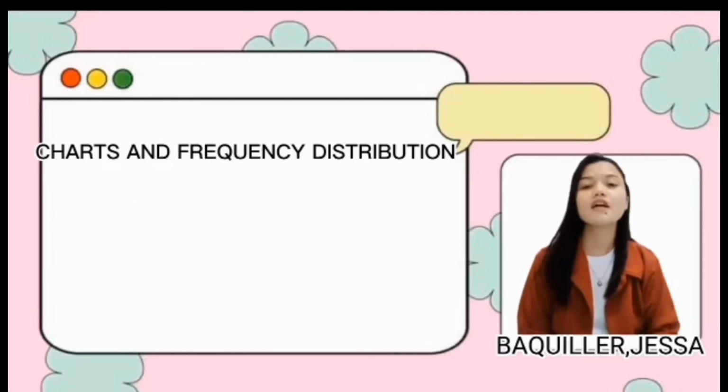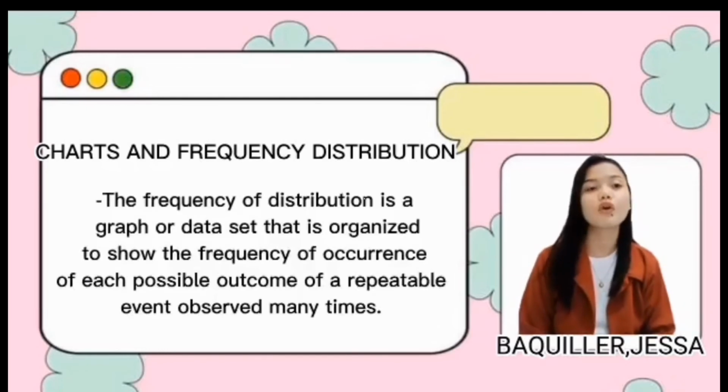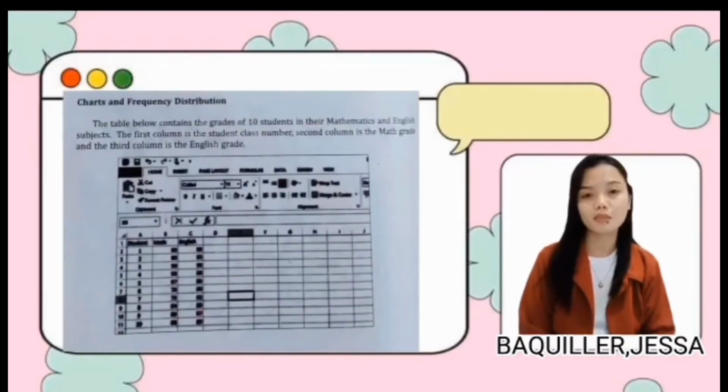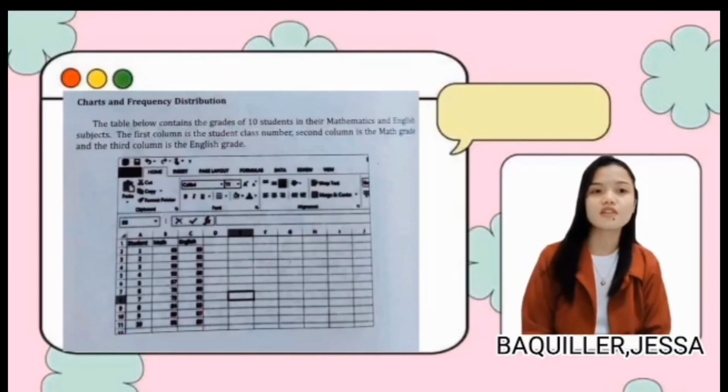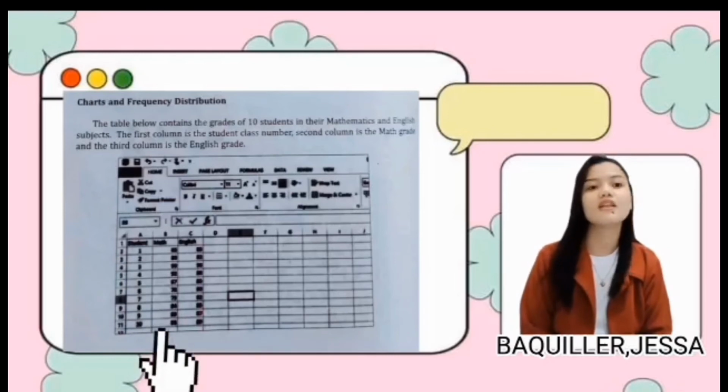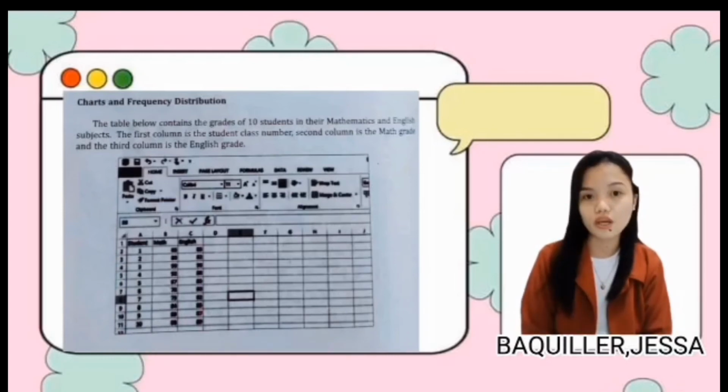In statistics, the frequency distribution is a graph or data set that is organized to show the frequency of occurrence of each possible outcome of a repeatable event observed many times. Simple examples are test scores listed by percentile. For example, the grades of 10 students in mathematics and English are shown in the table below, and I will be showing it to you. So the first column contains the student's class number, the second column contains the student's math grade, and the third column contains the student's English grade.